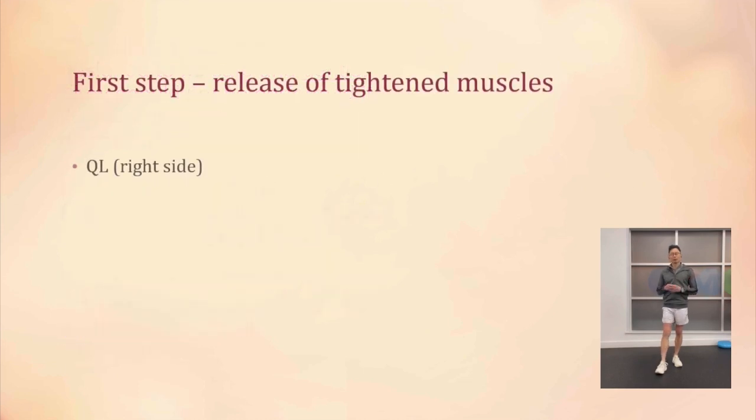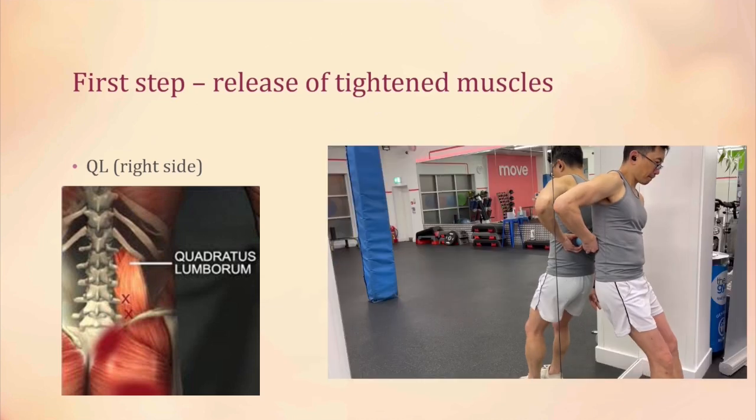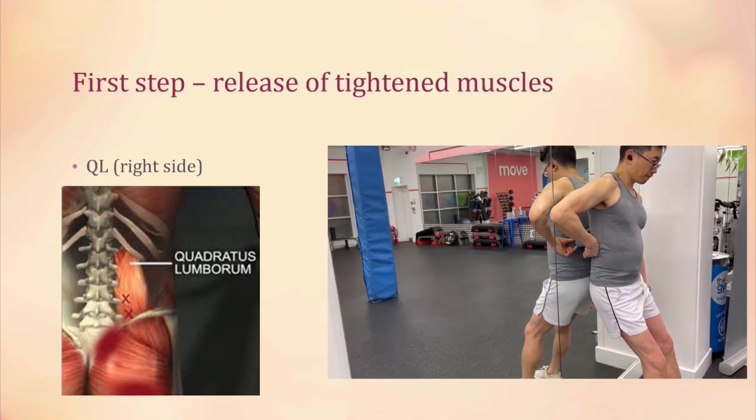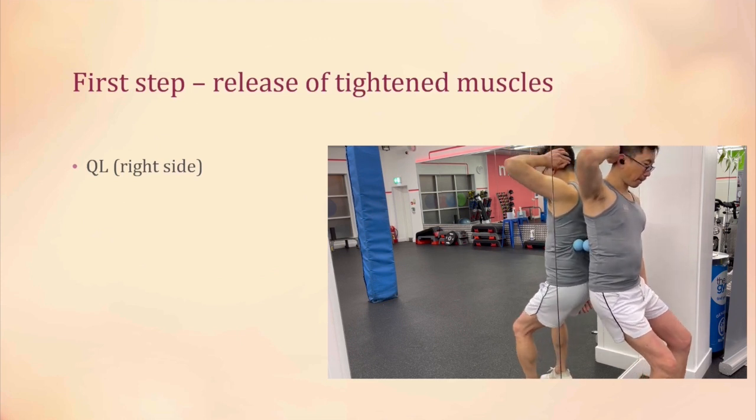First, release your right QL. Place a massage ball directly on the right QL, lean against the wall. I feel that you can gain better control with this approach than lying on the floor. Roll along the entire length of the muscle.